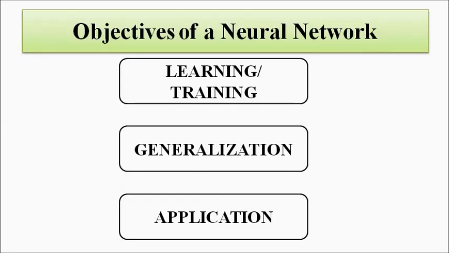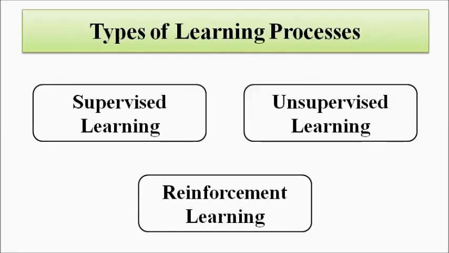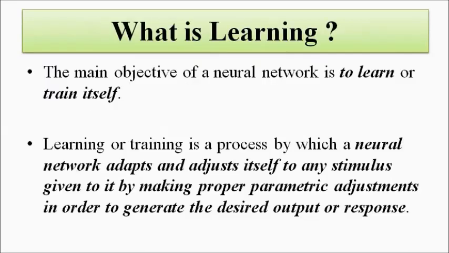Okay, so there are three types of learning process, as we know: supervised learning, unsupervised learning, and reinforcement learning. We have discussed the supervised learning. So again, what is learning?